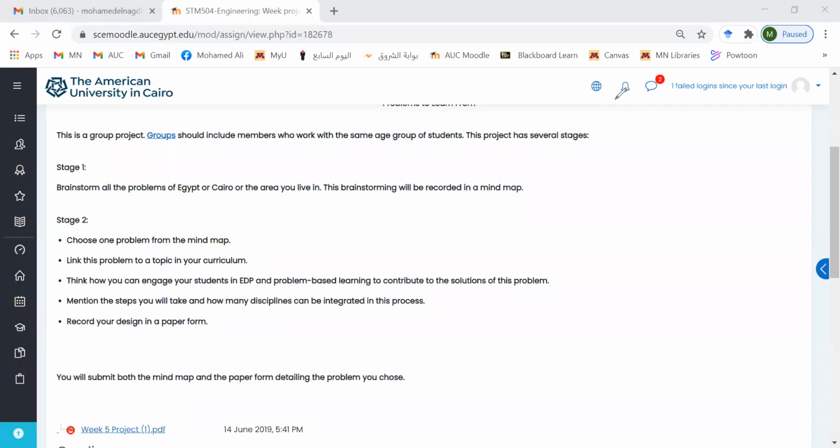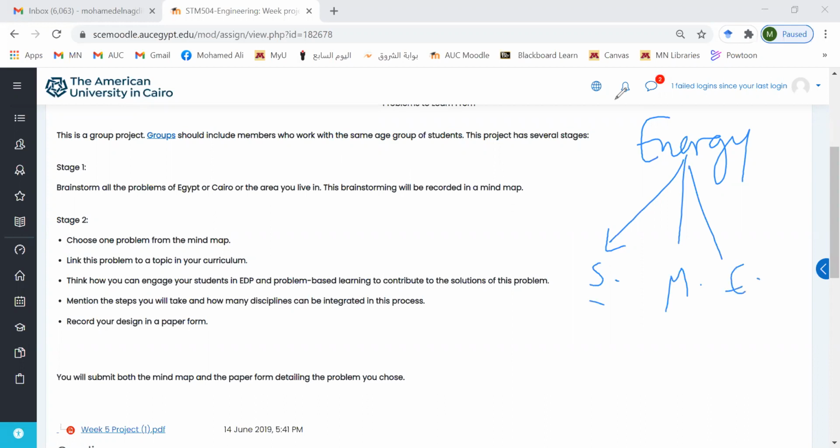Can I ask a question? Yes, go ahead. So now we need 4 topics from the four of us, from the four curriculums, not only one topic that we agree on? Yes, exactly. So this is energy, so this is science, for instance, this is math, this is English. It depends on what subjects you teach.